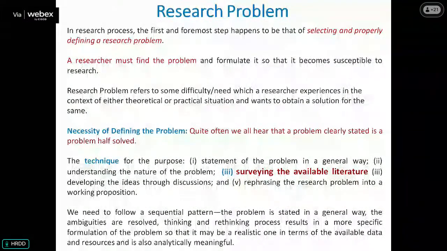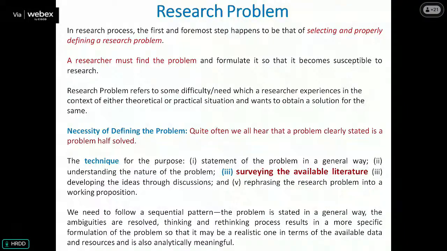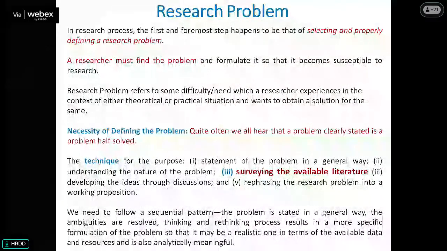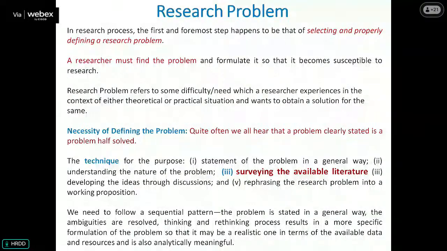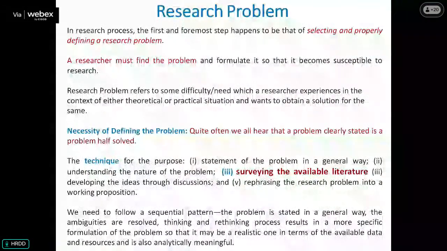First is statement of the problem in a general way. First, you will broadly, because we initially select a broad area, throw some research problem which is very broad. Okay, it might contain some ambiguity or errors, but don't bother so much. Then you understand the nature of the problem. Try to understand what I am proposing with the help of the previous books and all those, and then surveying the available literature. So that we will do today. Then you have to survey the available literature.